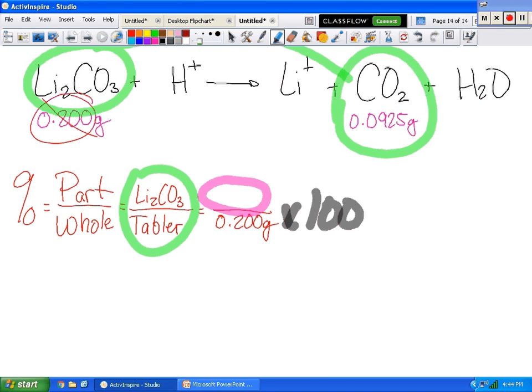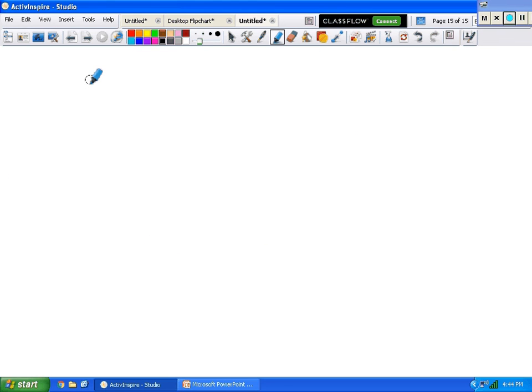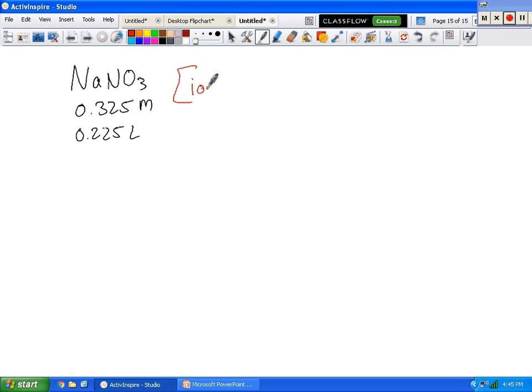So it says sodium nitrate, which is NaNO3, right? And it tells you that it is 0.325 molar, and I have 0.225 liters. This is that thing that Devin was talking about. What is the concentration of an ion in a solution? Remember, if I want to know the concentration of the ion, it's the concentration of the solution times the subscript of the ion.